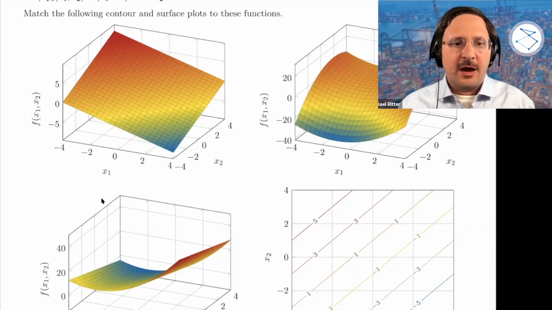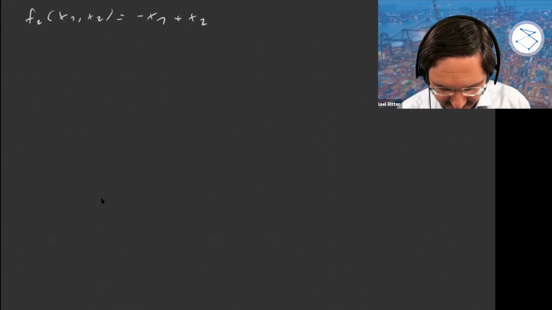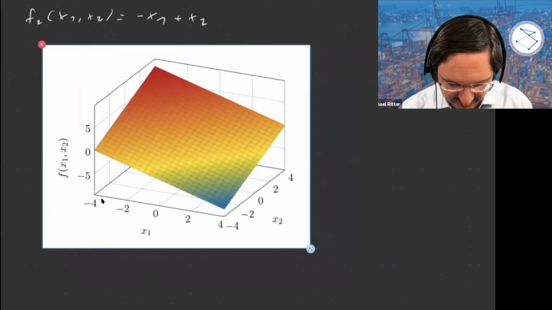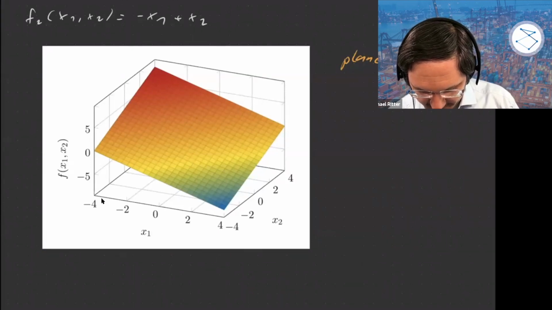So that's a plane in three-dimensional space. That's exactly the function we need here. So the right fit is this plot here, this function. And again, that is a plane in R3.